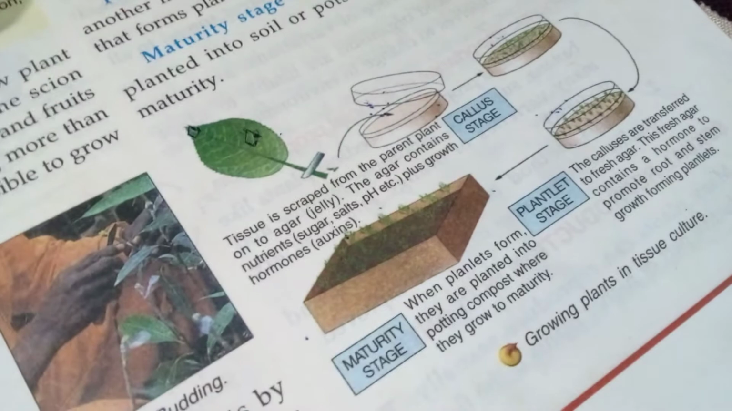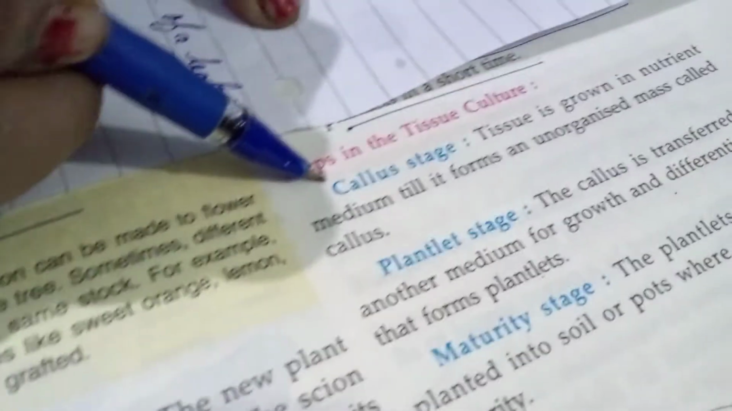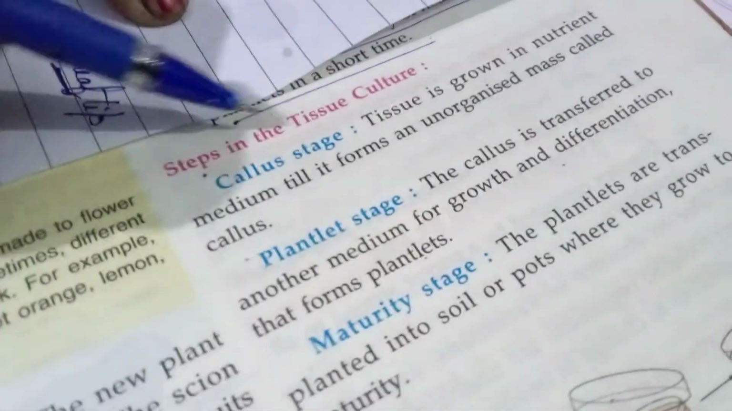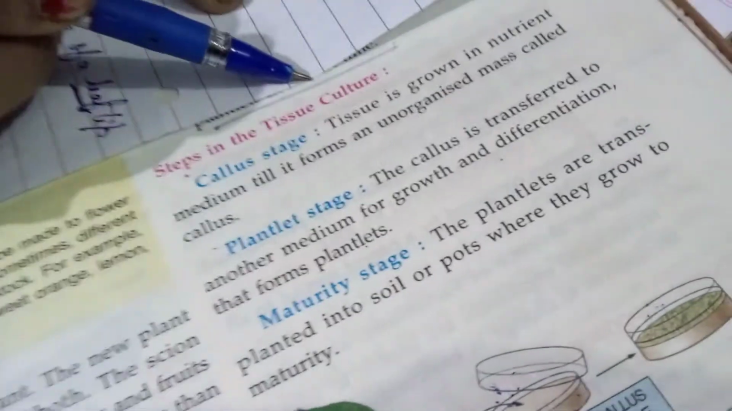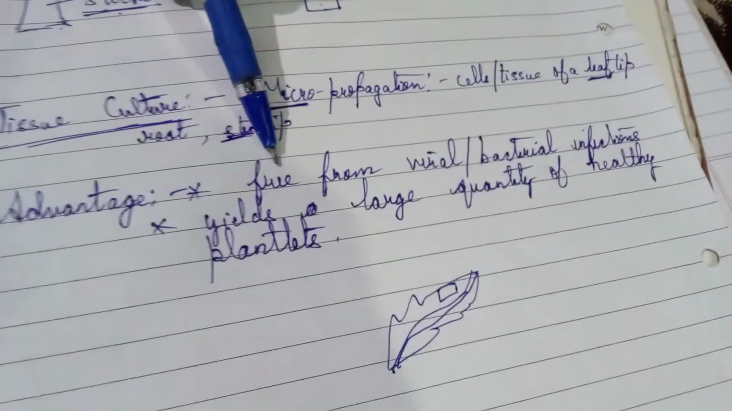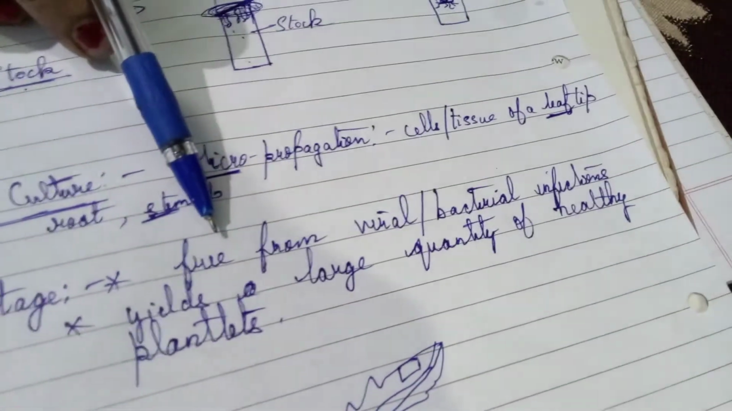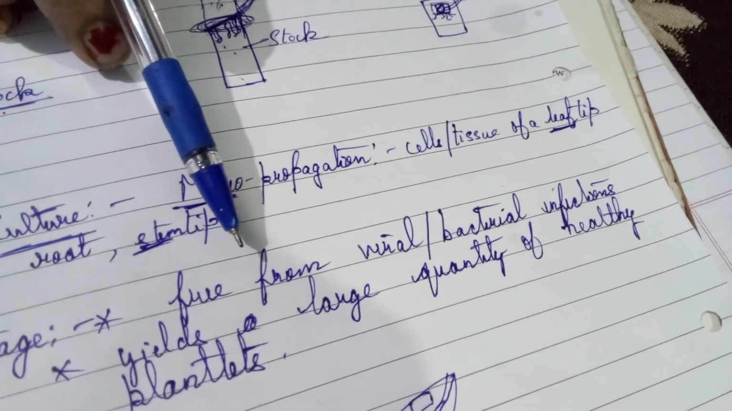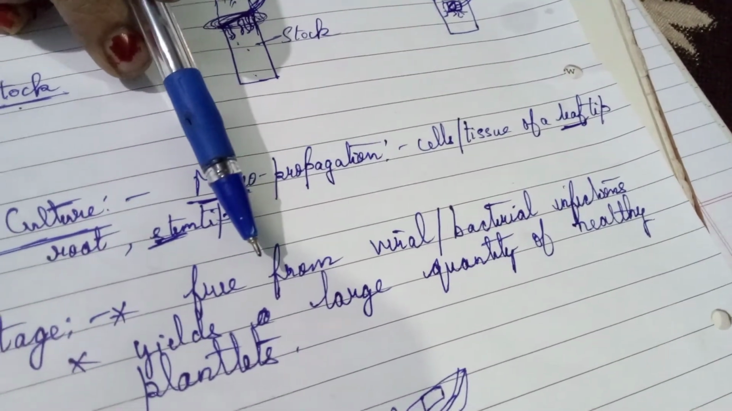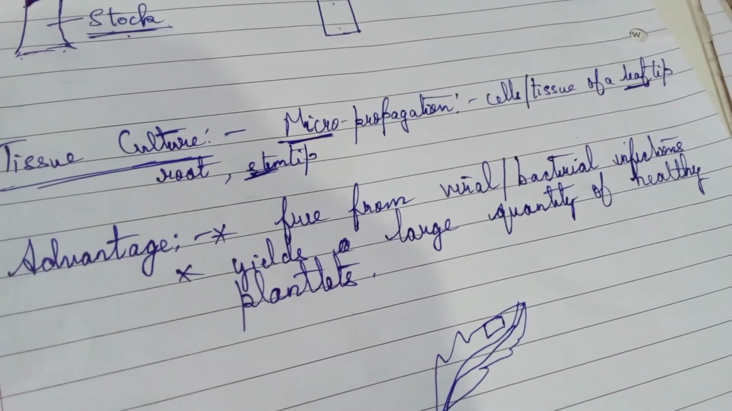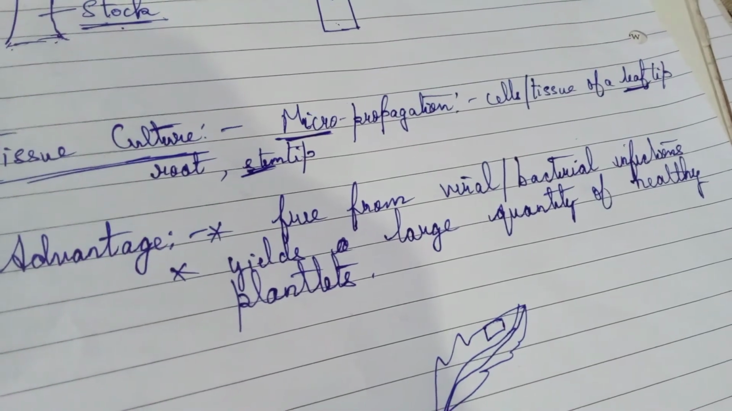So you remember all these: callus stage, plantlet stage, maturity stage. So you may be asked in detail what the steps in tissue culture are. Clear? And what are the advantages? I have already told you. The plants which we get are free from viral or bacterial infection. They provide a good yield, and moreover you can add one more point, that the plantlets or the new plants are formed within a very short period.